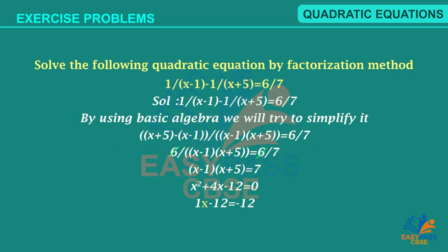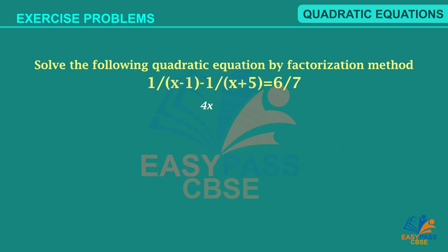And the possibility is 6 times minus 2. 6 times minus 2 is equal to minus 12, and plus 6 minus 2 is equal to 4. So I split 4x as 6x minus 2x. So x squared plus 6x minus 2x minus 12 equal to 0.